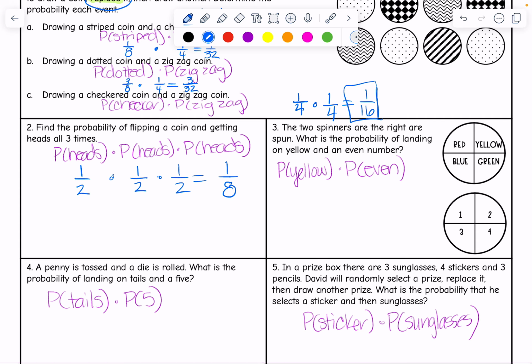Over here, the 2 spinners at the right are spun. What is the probability of landing on yellow and an even number? I'm going to look at those individual probabilities. I need to make sure I'm getting yellow and then an even number. The probability that I land on yellow is 1/4. The probability that I get an even number, well, I have 2 even numbers there, so that's 2/4. 2/4 simplifies to 1/2. When I simplify that fraction and multiply, I'm going to get 1/8.